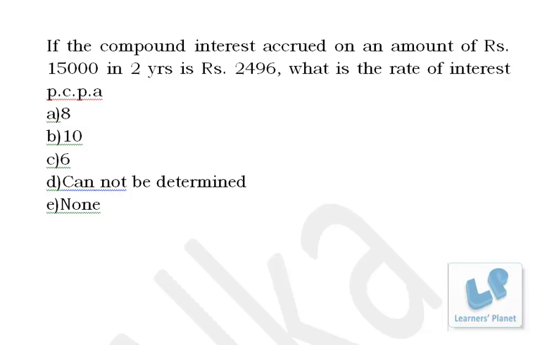Okay, so precisely your calculation is 15,000 into 1.08 square. Okay, and that would give you 15,000 plus 2496, that is 17,496. You can match it easily. I hope you are getting me.